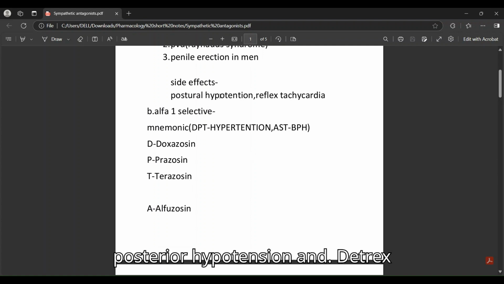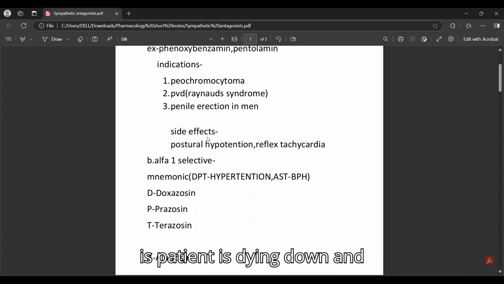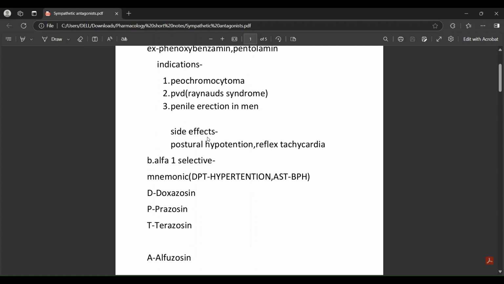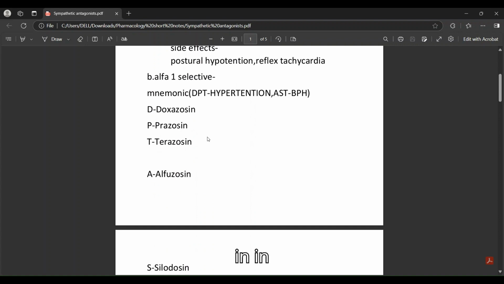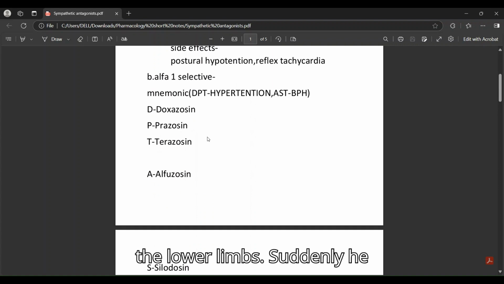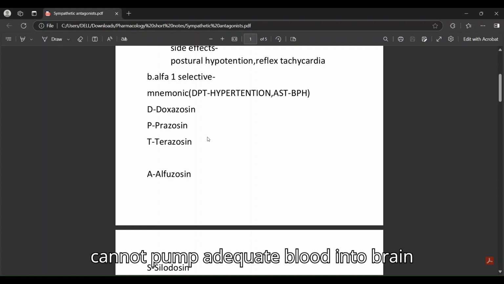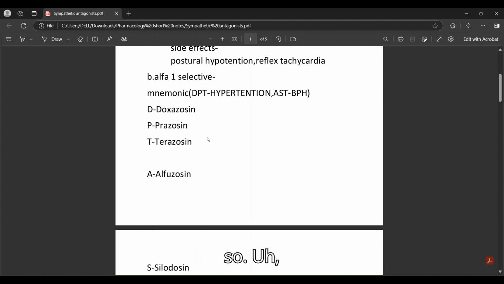In side effects, there is postural hypotension and reflex tachycardia. Postural hypotension is when the patient is lying down and suddenly stands up. What happens is that all the blood accumulates in the lower limbs. Suddenly he stands up, so the heart cannot pump adequate blood into the brain. That's what happens in postural hypotension.